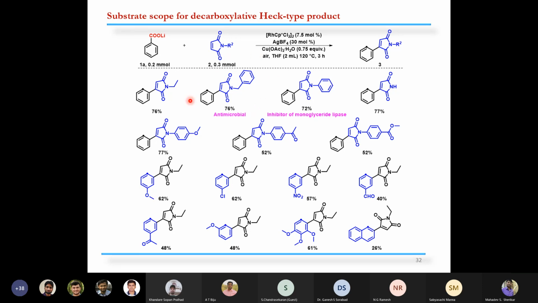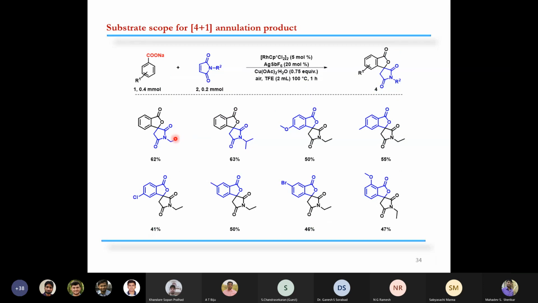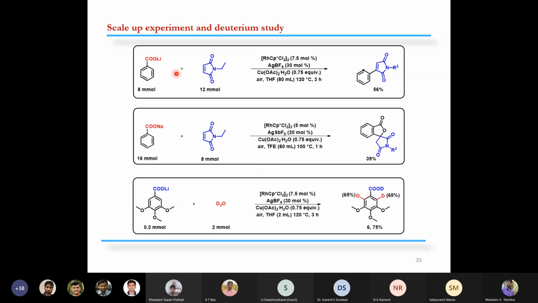So in short, in one pot reaction, we are synthesizing these two natural products. Different sodium salts of benzoic acids are also working well under the 4+1 annulation condition. Some few examples I have shown here, and the yield was moderate to good.